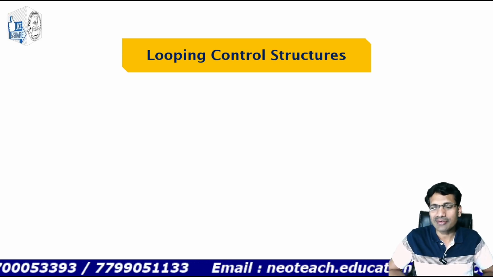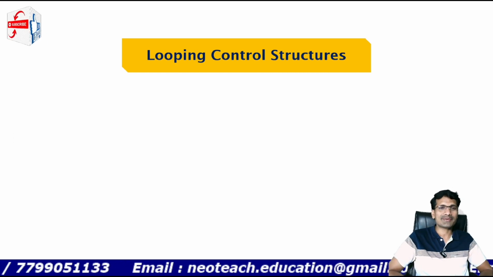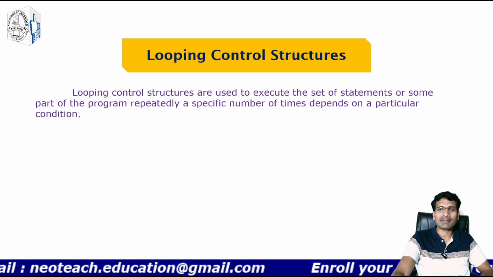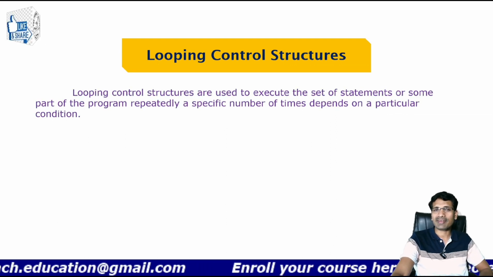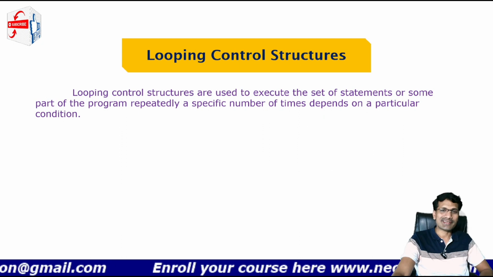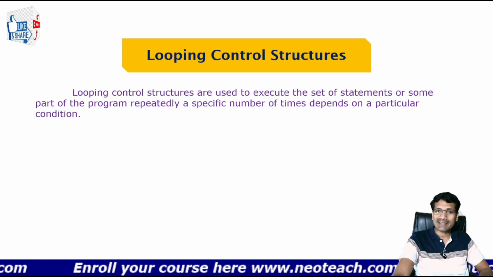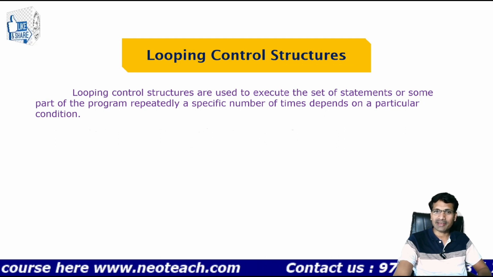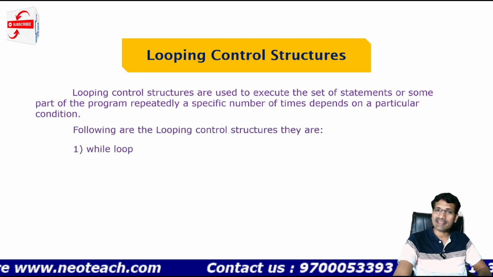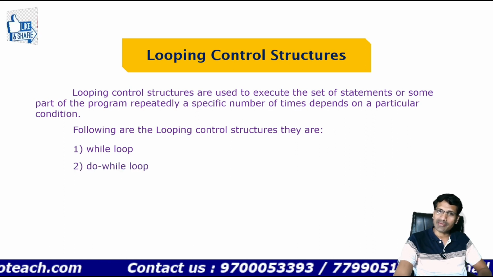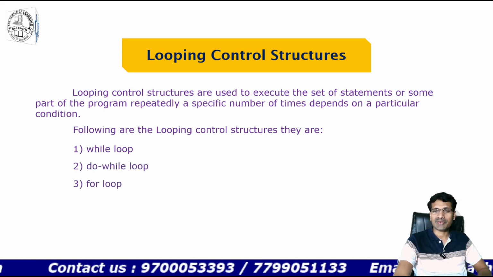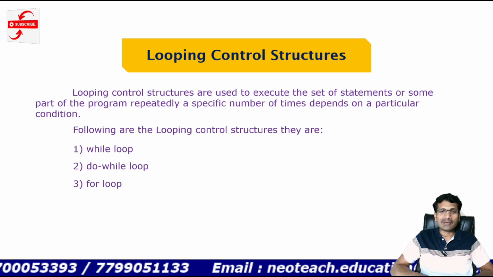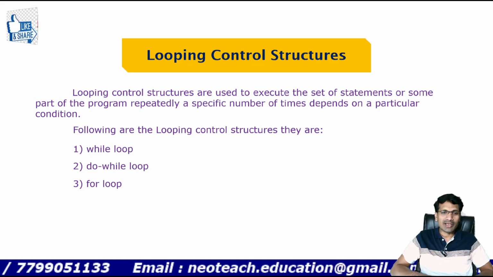As we know, looping control structures are especially used to execute a set of statements repeatedly, a particular number of times, depending on a particular condition. In looping control structures we have three different types: the first one is while loop, the second one is do while, and the next one is for loop. Now we are going to cover while loop in this video. In the next sessions I will cover do while loop and for loop.